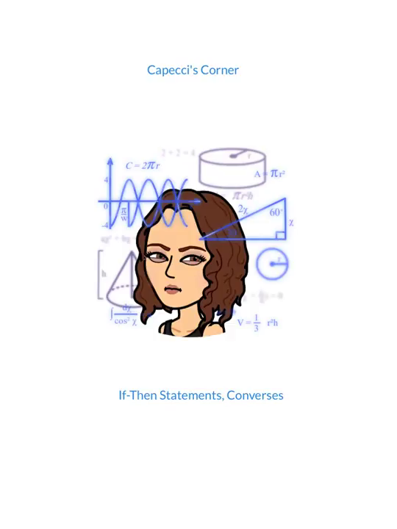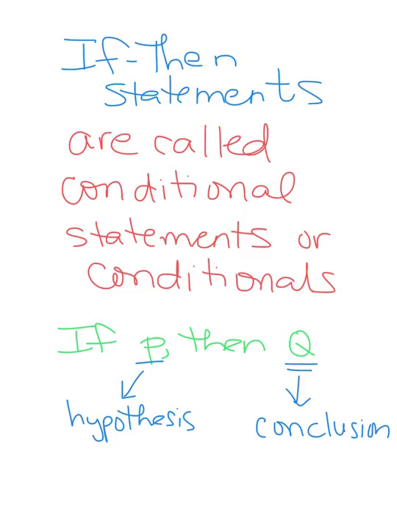Today we're going to look at if-then statements and their converses, which is a very important part of geometry, especially as we get into writing proofs. Sometimes we refer to if-then statements as conditional statements or conditionals, and the basic setup is if P, then Q. So P is the hypothesis, so that's what we're starting with. We're saying if something is true or if something happens, then Q, which is the conclusion. Then something else will happen, and we'll look at some examples of that.